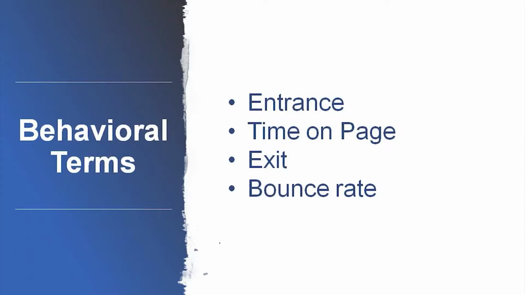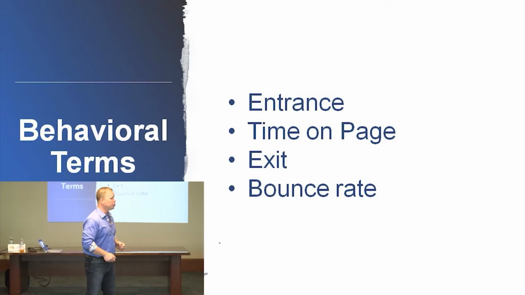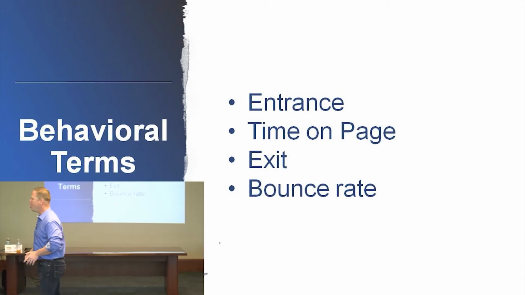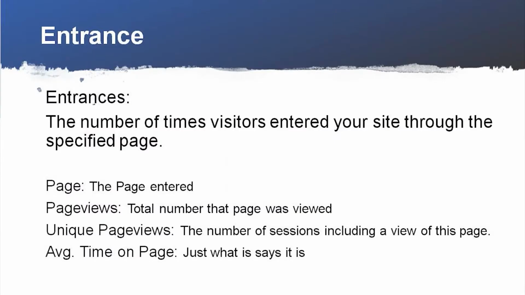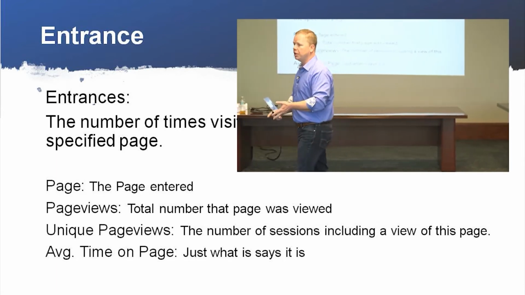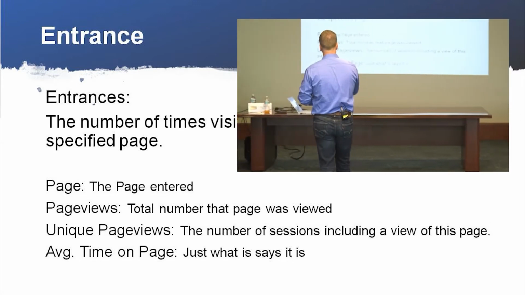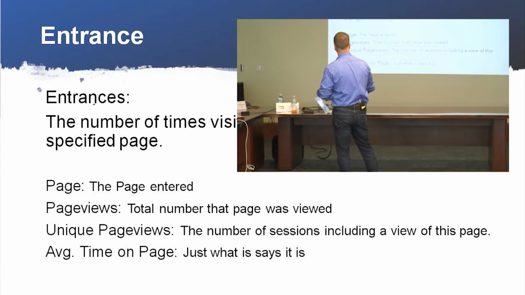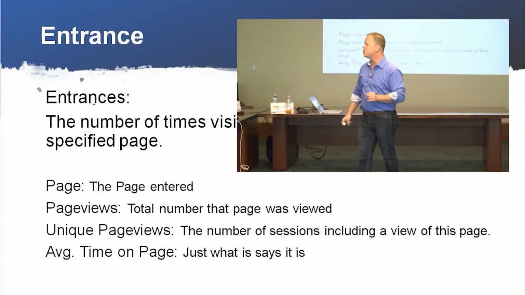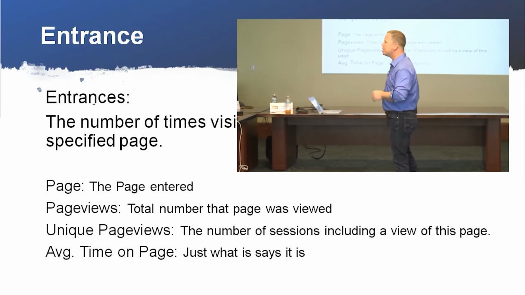Then there are my behavioral terms. What did people do? So the first one was where did people come from? Now I want to know what did they do. The entrance is how they entered your website. We also call that the landing page. Okay? Now that landing page could be from search. On a direct visit, it's your home page, typically. And this gets us into page views. Page views, total number of times that page was viewed. Unique page views is the number of sessions including that.